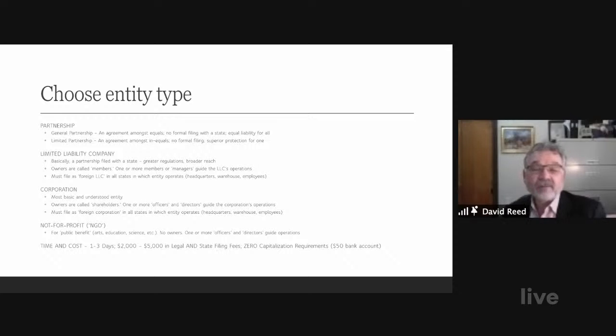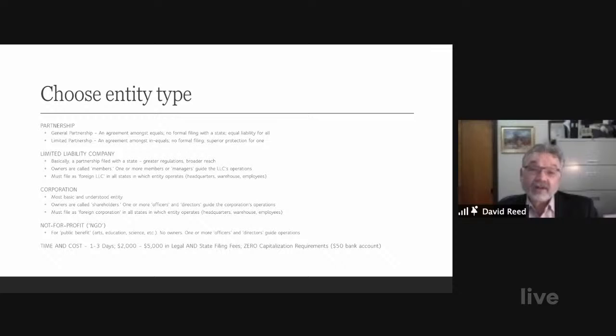Here in the United States, we have another type of entity called not-for-profit, often referred to as an NGO outside the US. Not-for-profits have no members, no owners. They are for the benefit of the public, and they deal with things like arts, education, science, etc. They have officers and directors who are guiding the operations, but they also don't have profits. They receive income, revenues, they receive donations, they receive grants, and then they spend it. They do not pay taxes.